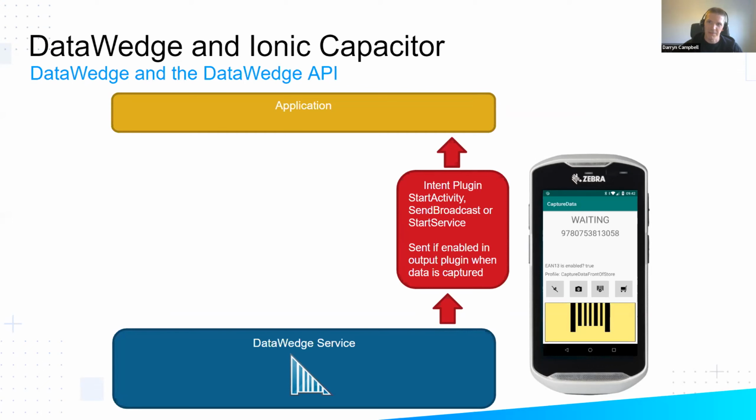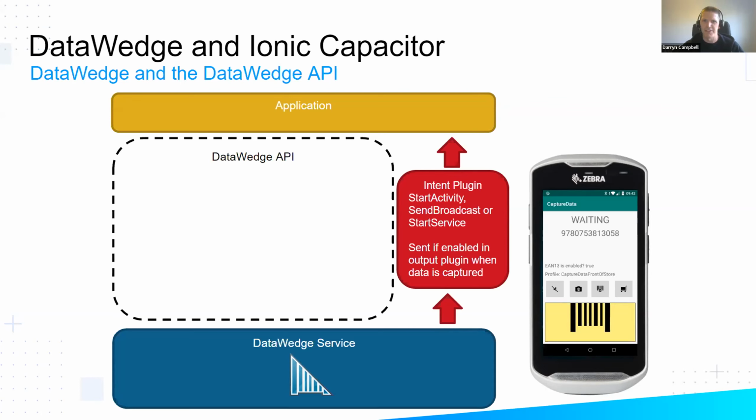And then I scan another barcode and I get another intent. So every time I scan a barcode, I get an intent. There's more complex use cases. We have multi-barcode and OCR and all sorts of other stuff. But just for now, we'll keep it simple. One barcode equals one intent.